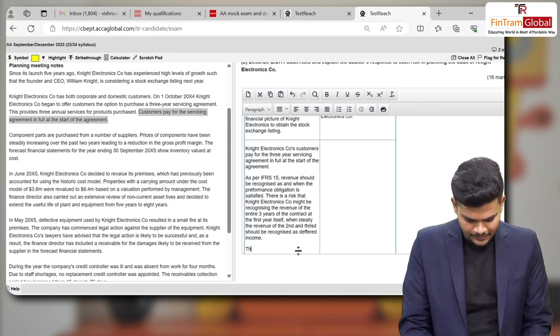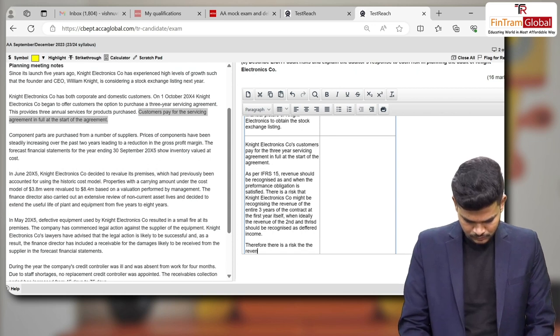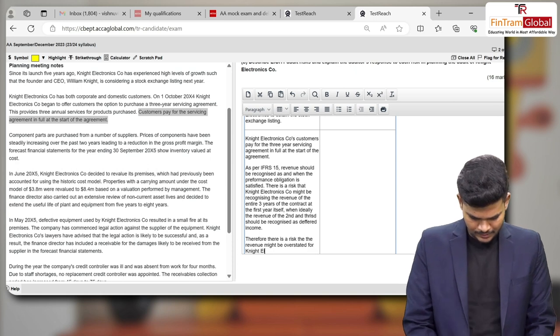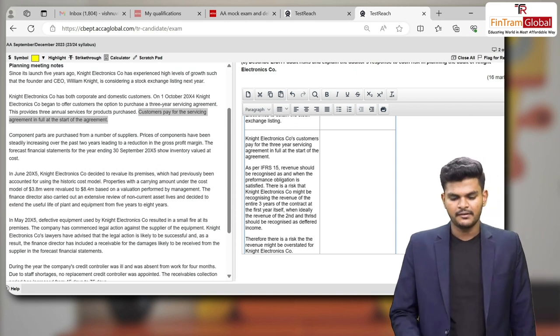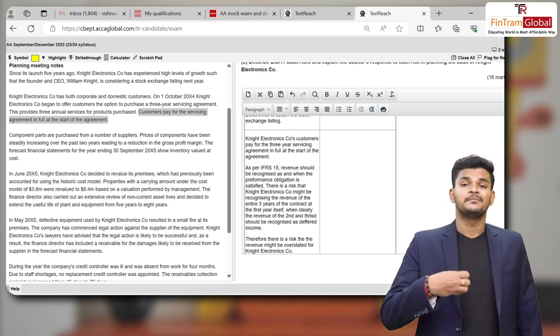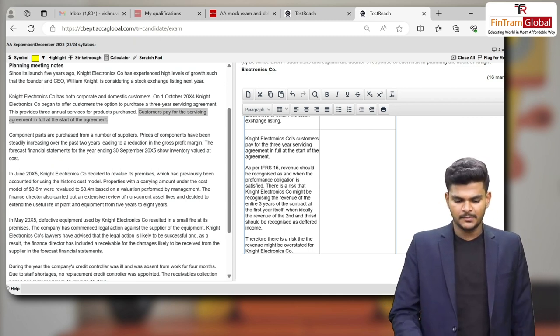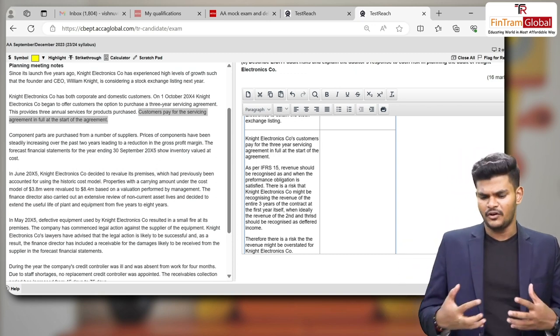And then say that, therefore, there is a risk that the revenue might be overstated for Knight Electronics Co. Okay, folks, what have I done here? I've identified the issue, I've explained why exactly it is a risk, and I've explained the impact of the risk as well, isn't it? So I'll get one mark for this. And what should be the response then? Any idea what should be the response here?